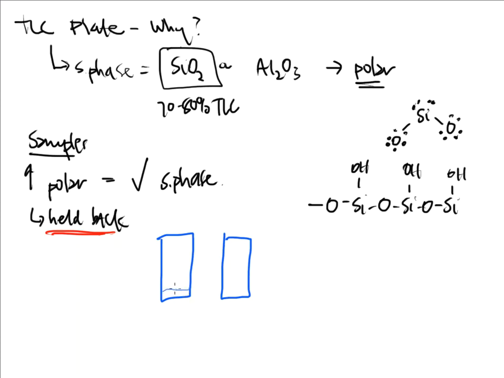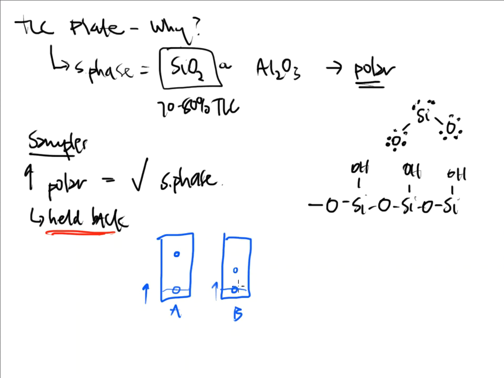So let's say that this is my starting line. And I've spotted a sample A and sample B. And then migration has happened. I've developed my TLC plate. And this piece maybe comes here, and this piece comes here. Well, those are my samples, and I can do all kinds of calculations with them if I want to, and we'll eventually get to those calculations. But right now, we need to talk about why things moved the way that they did.